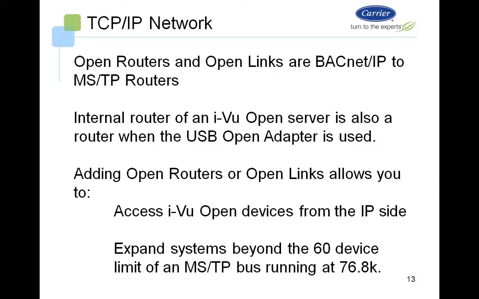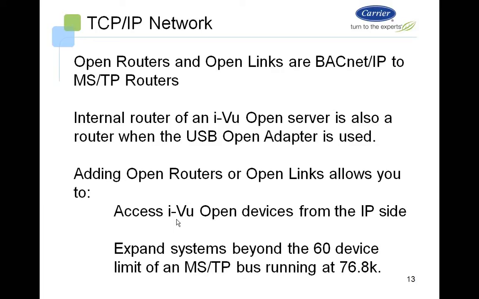The internal router of an iView Open server is also a router when the USB adapter is used. When you add open routers and open links, it allows you to access IP open devices from the IP side, in addition to just accessing them through the RNet port or the local access port of the controller. It also allows you to expand systems beyond the 60 device limit of an MSTP network running at 76.8.